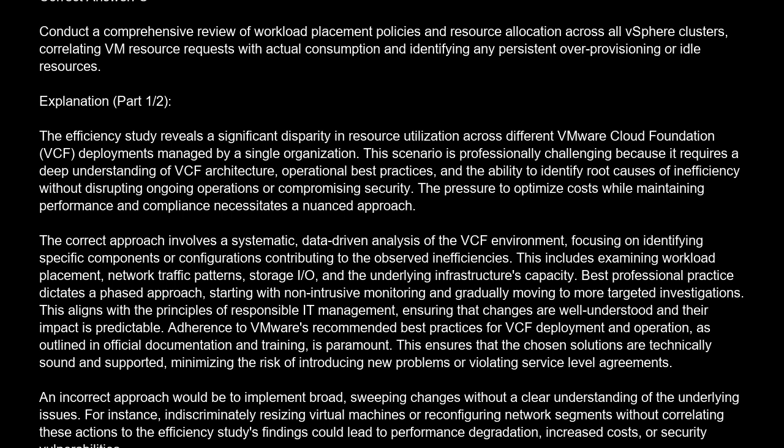Adherence to VMware's recommended best practices for VCF deployment and operation, as outlined in official documentation and training, is paramount. This ensures that the chosen solutions are technically sound and supported, minimizing the risk of introducing new problems or violating service-level agreements. An incorrect approach would be to implement broad, sweeping changes without a clear understanding of the underlying issues. For instance, indiscriminately resizing virtual machines or reconfiguring network segments without correlating these actions to the efficiency study's findings could lead to performance degradation, increased costs, or security vulnerabilities.